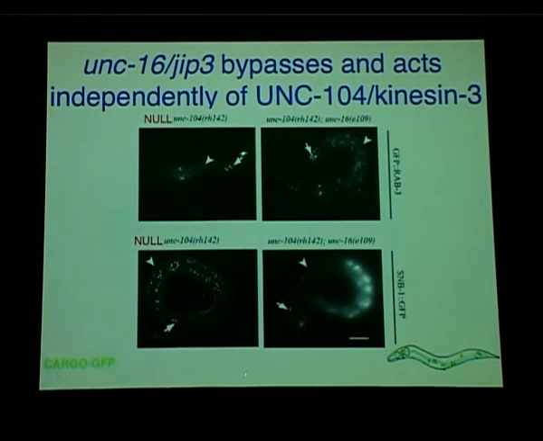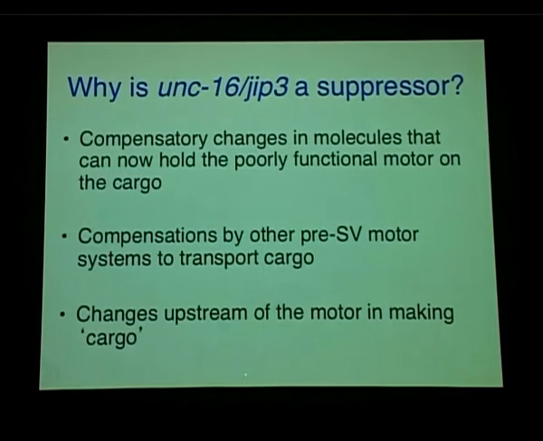All the cargo is stuck in the cell body. Animals essentially can't live beyond this stage. And then we removed the GIP3 protein, and we could see that the cargo, synaptic vesicle proteins, were entering into the axon. So our first hypothesis, that whatever we get as a molecule in the screen could be attaching the poorly functional motor on the cargo, was wrong.